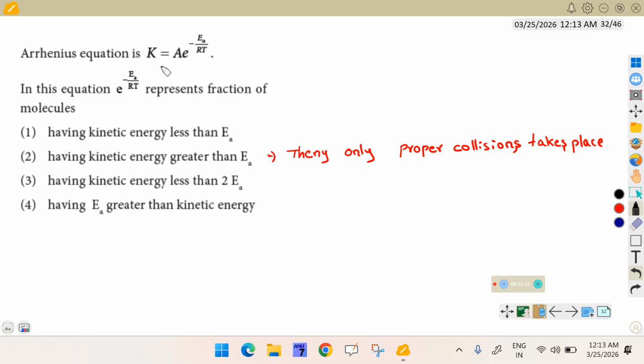Arrhenius equation is given. In this equation, e power minus Ea by RT represents the fraction of molecules having kinetic energy greater than activation energy. Then if kinetic energy is more than activation energy, only then proper collisions or fruitful collisions are possible.